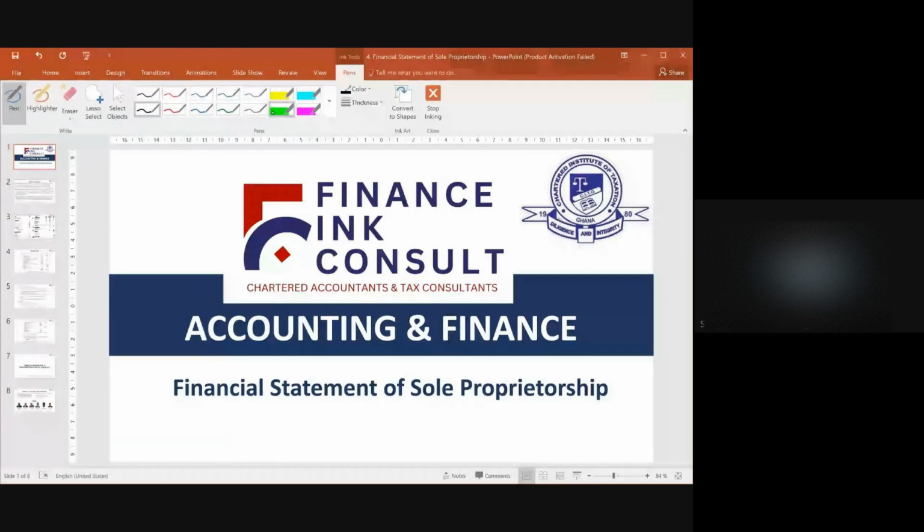We are looking at the financial statement of a sole trader. We will look at that of partners or partnership business. We'll look at that of limited liability. Then we'll look at that of NGOs, or let's say non-profit. Right. So this is the first one. After that, we'll look at that of the others.